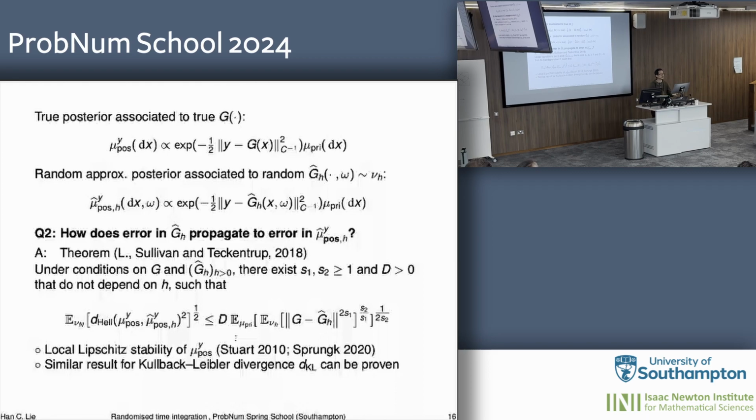This builds on foundational work by Andrew Stuart from 2010, and was continued 10 years later by Björn Sprungk, who took a nice approach as well. And you can prove a similar result if you don't like the Hellinger distance, you can work with Kullback-Leibler, for example.